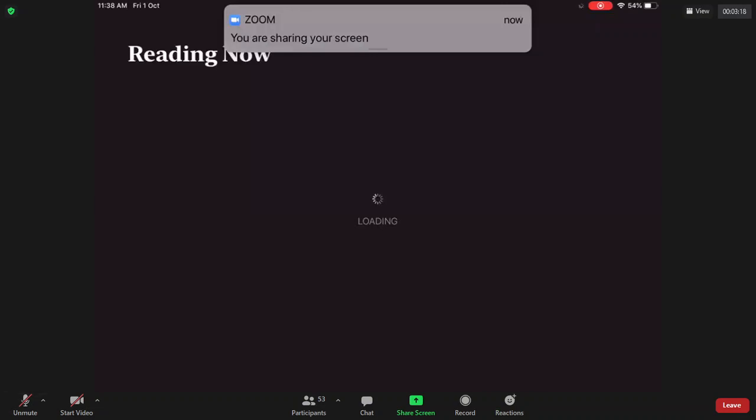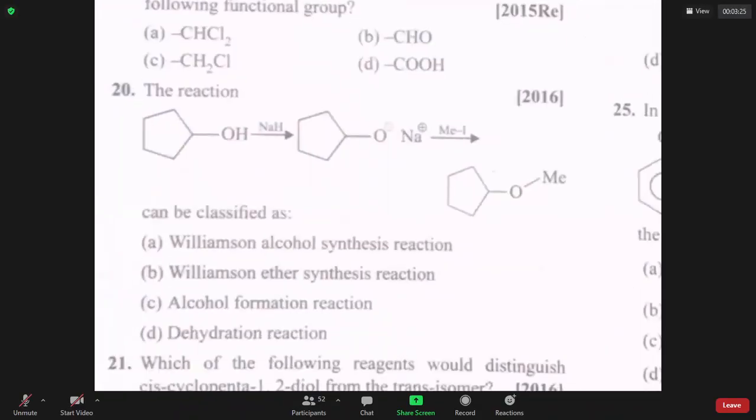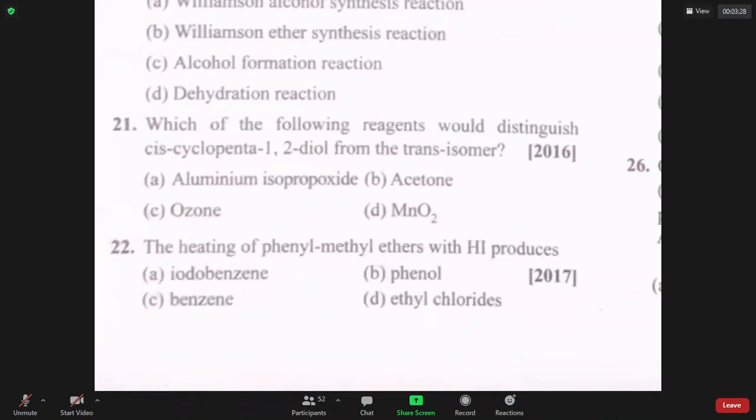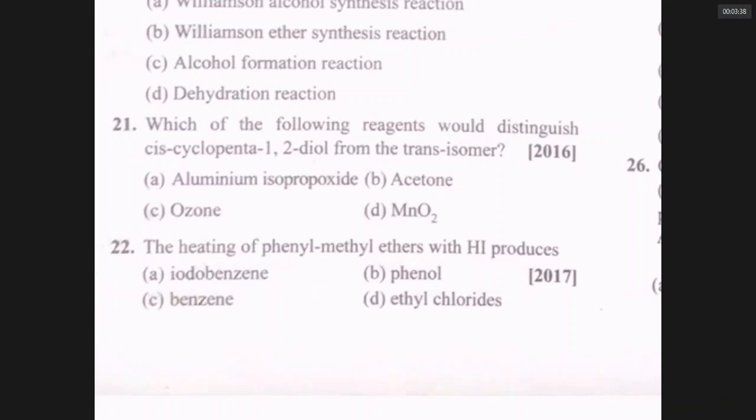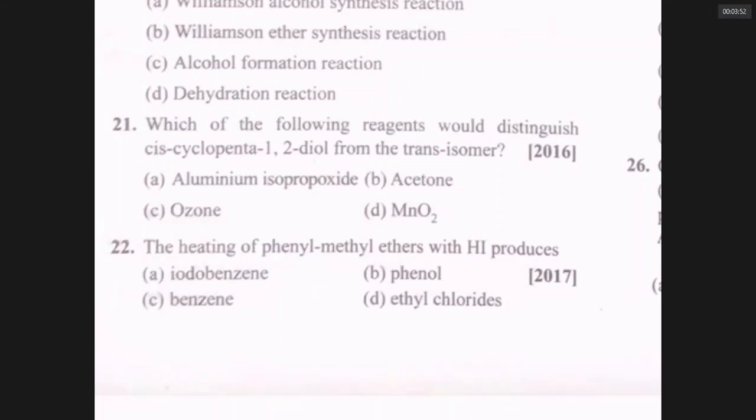So if you look at this question, let's look at this question. Which of the following reagents would distinguish a cis-cyclopenta 1,2-diol from trans 1,2-pentadiol isomer? Acetone can identify these two because only acetone can give acetal with the cis diols, not with the trans diols. This discussion is there in another chapter. In the topic called ketones, it is there. So this is not out of portion.